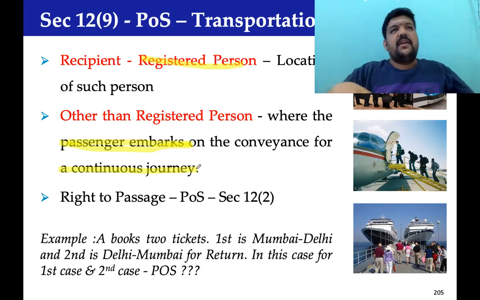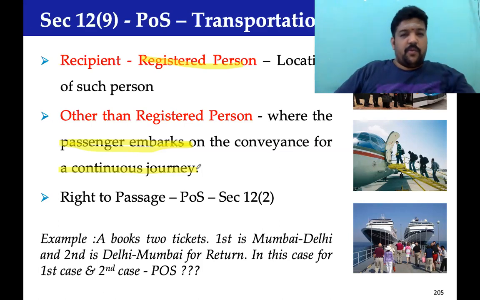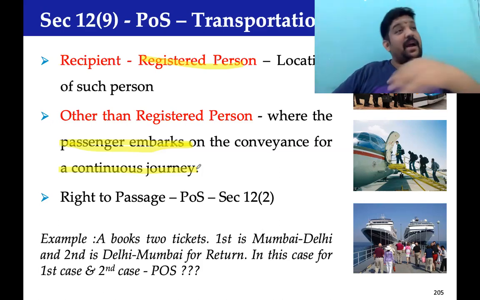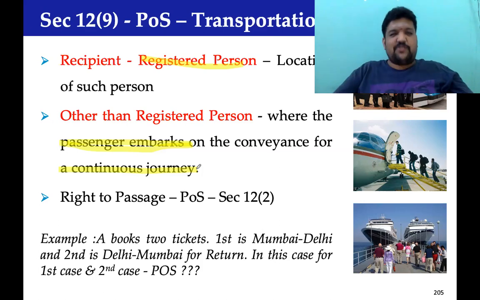In that case, sir, the bag will automatically move. That's a blessing. Otherwise, you have to wait for the bag and then carry it along. Now, the bag will automatically move, but the person has to move by himself because there is a change in the aircraft. That is not a continuous journey. In other words, if a person moves out of his seat, it is not a continuous journey. If the journey breaks, it's not a continuous journey.